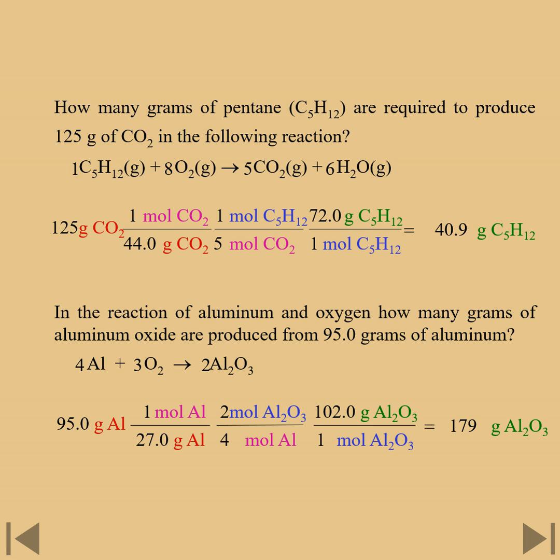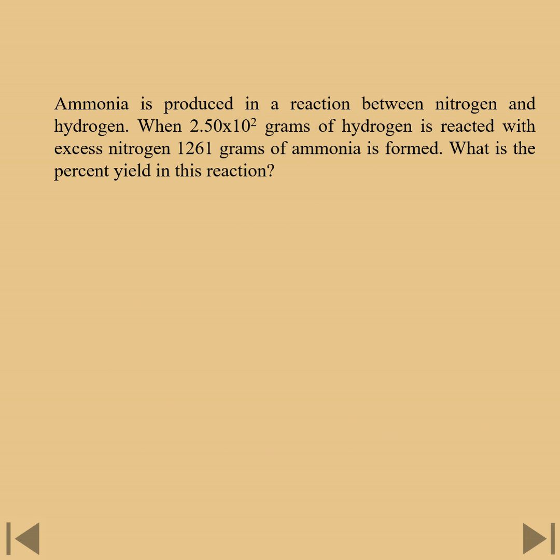Okay, ammonia is produced in a reaction between nitrogen and hydrogen, a very important reaction. When 250 grams of hydrogen is reacted with excess nitrogen, 1,261 grams of ammonia is formed. Okay, good. They give us excess nitrogen, so it's not a limiting reactant problem, so that slims up our amount of work we need to do.